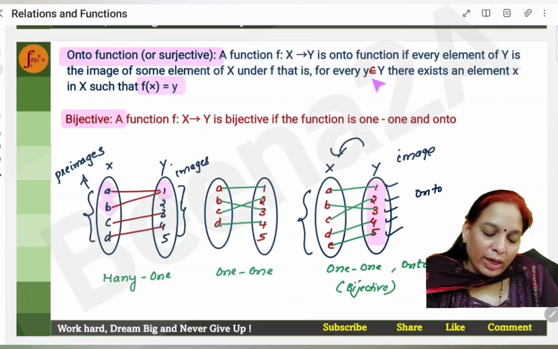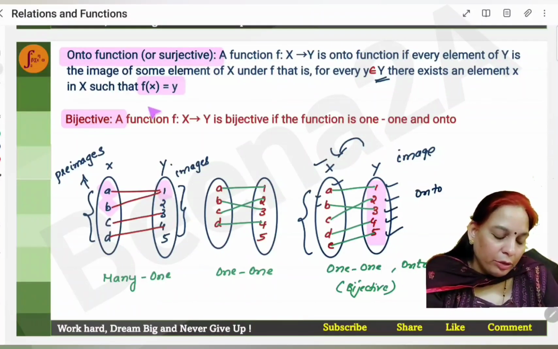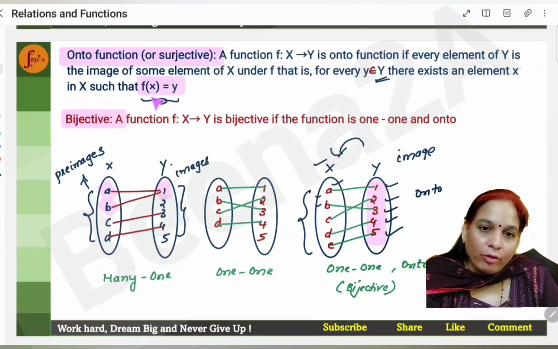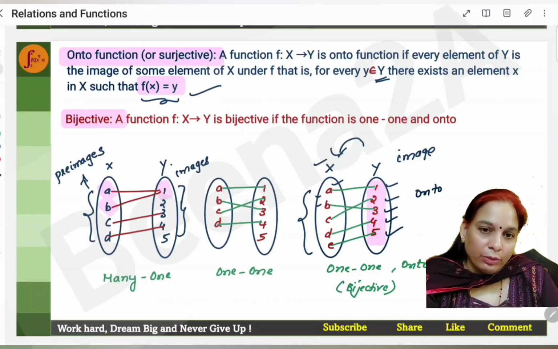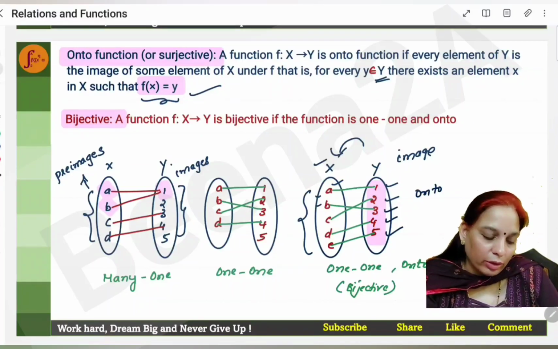So for every y belonging to the set Y, now in a problem, if you have to prove that it's an onto function, then you have to prove that f of x is equal to y. If you prove that f of x is equal to y, then you can say that it is an onto function. We'll look at examples for these functions.